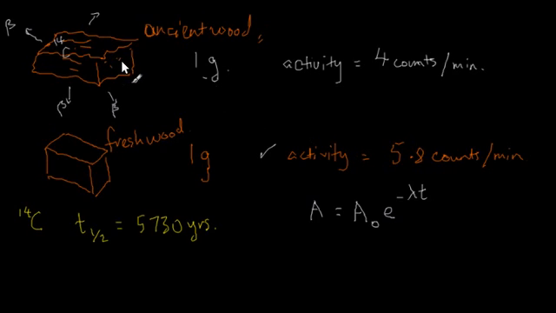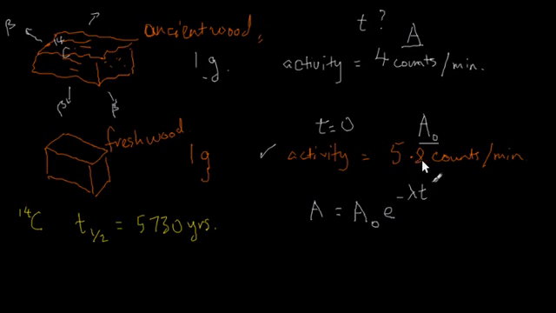So a long time ago, when this ancient piece of wood was just freshly cut down from the tree, its activity was 5.8 counts per minute. That's what we are going to assume. So this is when t is equal to 0 for that piece of wood, and the activity at that time would be A naught. So that's the A naught for this piece of wood. And today, after a time t that we want to find, that's the activity of the piece of wood today.